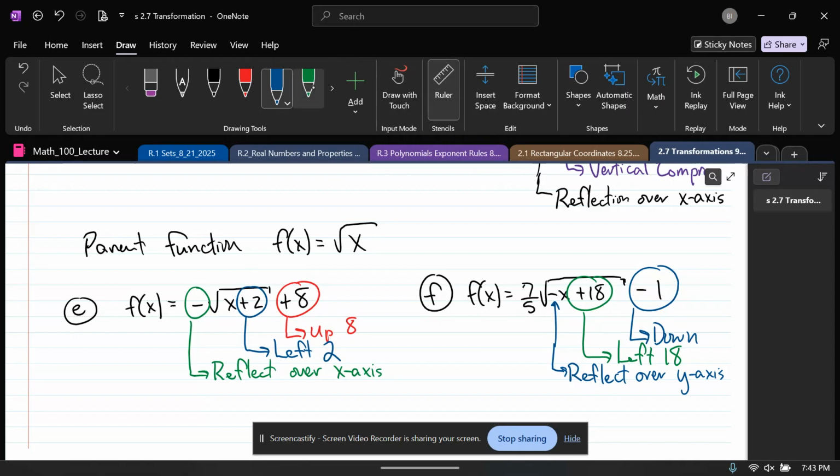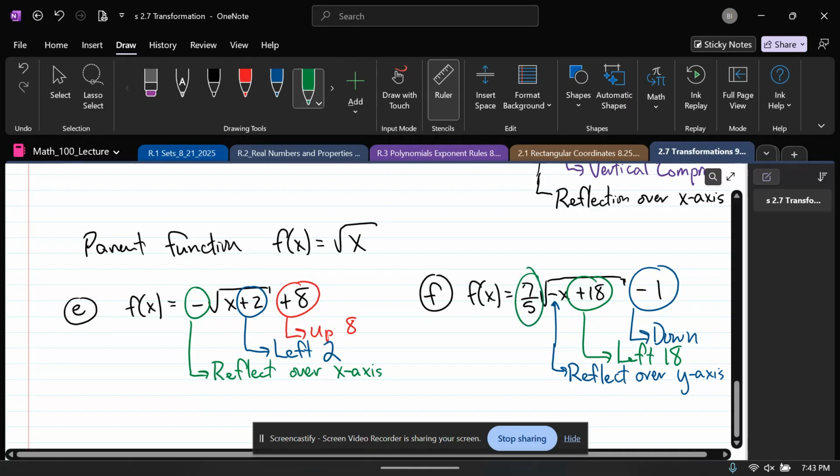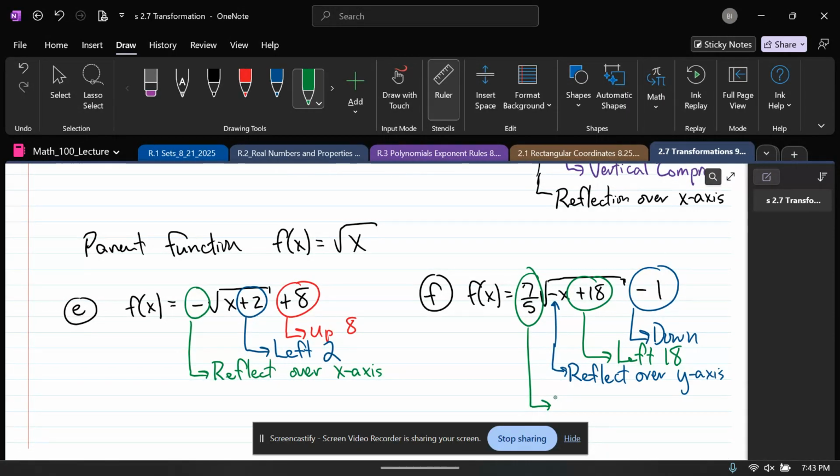And then one more thing. That guy right there, what's he do? I agree with vertical. Why is it a stretch and not a compression? 7/5 is how much compared to 1? It's more than 1. So that's why it's a stretch and not a compression. 7/5, it's a fraction, but it's a larger fraction. It's an improper fraction. So it's bigger than 1. Okay?